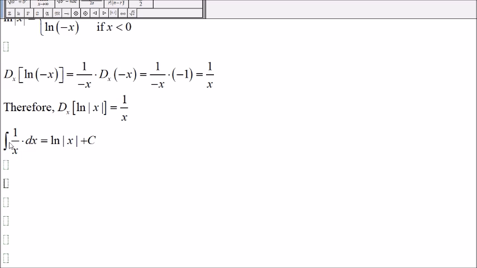And now let's get a formula for something like this, just an extension of 1 over x. So we have 1 over ax plus b. Okay, this will come up quite often, and so let's go ahead and work this out so we can use this formula later on.